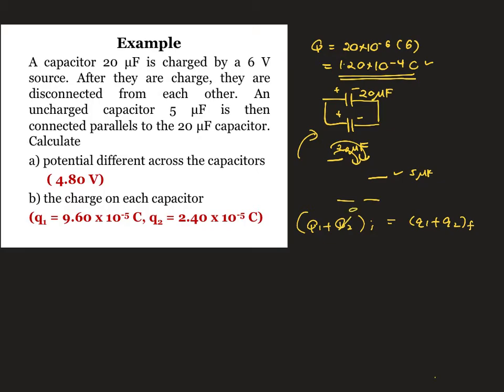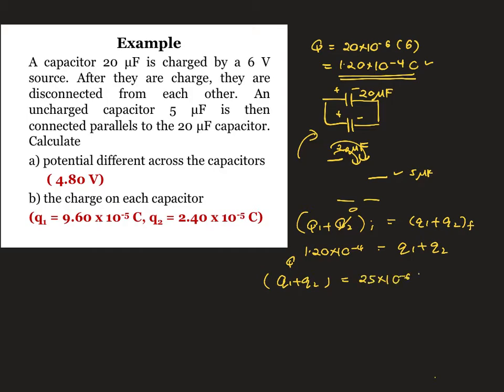So here the amount of charge before is going to be 1.20 × 10^-4 coulomb. Okay, so it's going to be equal to the net charge after equilibrium has been reached. So use the formula Q = CV. You are going to get Q1 plus Q2, which is basically Q. C is the combination of capacitance, which is 20 plus 5, so you are going to get 25 microfarad.